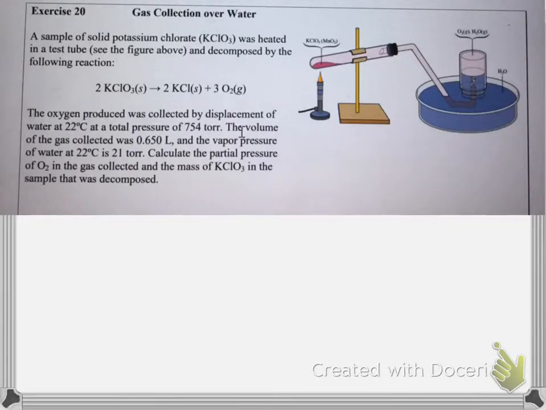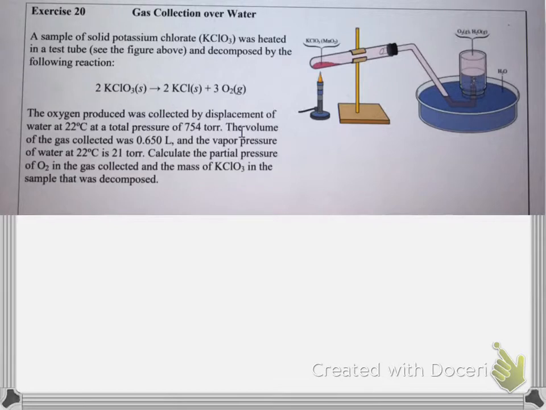Number 20 says a sample of solid potassium chlorate was heated in a test tube and decomposed by the following reaction. The oxygen produced was collected by displacement of water at 22 degrees Celsius at a total pressure of 754 torr. The volume of the gas collected was 0.65 liters, and the vapor pressure of the water at 22 degrees Celsius is 21 torr. Calculate the partial pressure of oxygen in the gas collected and the mass of potassium chlorate in the sample that was decomposed.